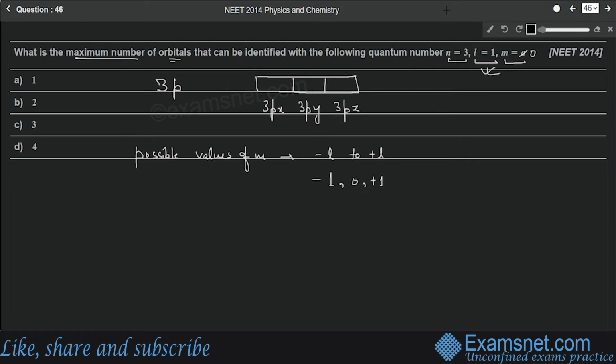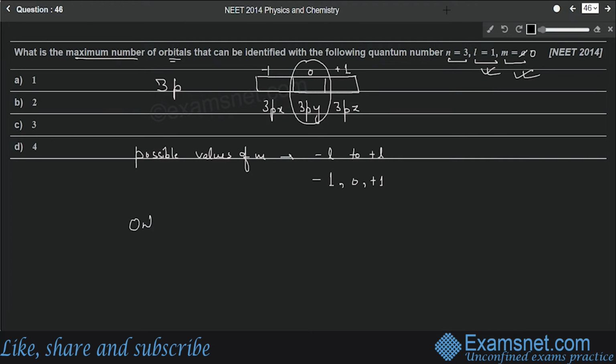Okay, so this is minus 1, this is 0, this is plus 1. But all the three values are not mentioned in the question. Only one value is mentioned, that is m equals 0. So only this orbital can be identified by the given data.